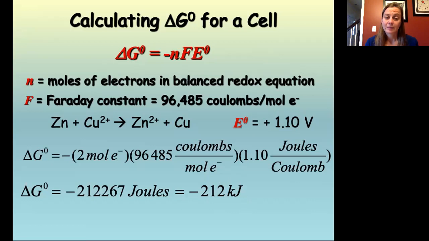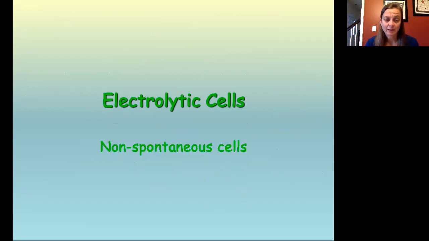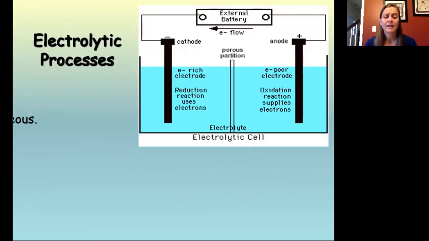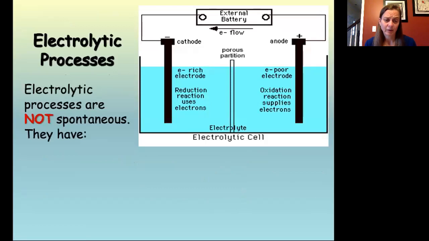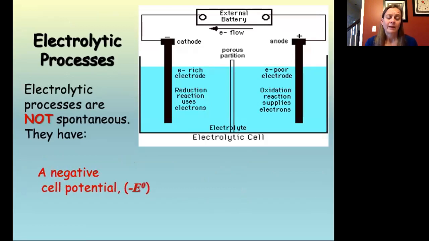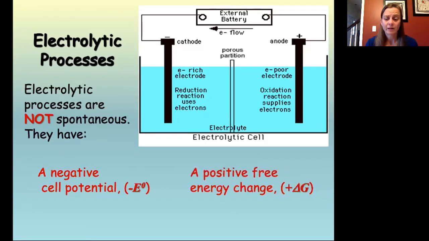Okay, that's spontaneous. Let's talk about non-spontaneous cells. These are electrolytic cells. So an electrolytic process is not a spontaneous process. They have a negative cell potential. They have a positive free energy change. These have to have an external power source. When we draw these cells, you must see this external power source, this external battery.